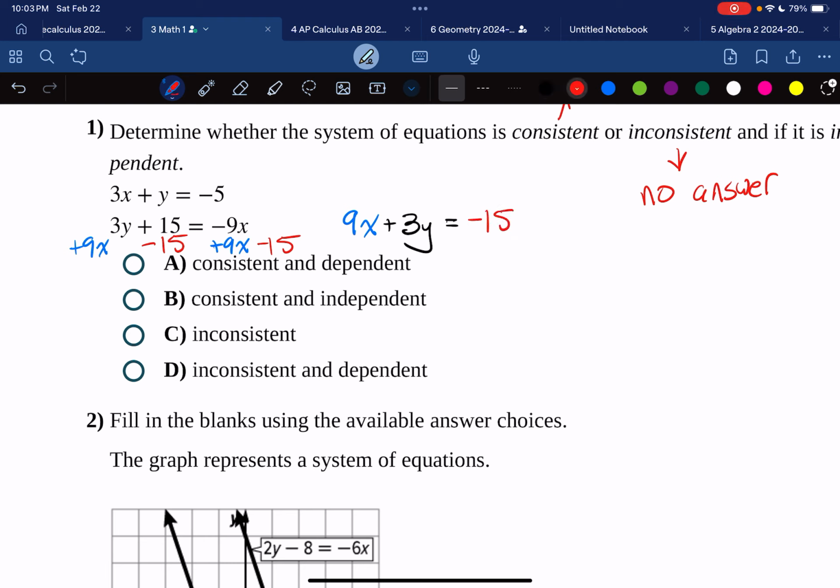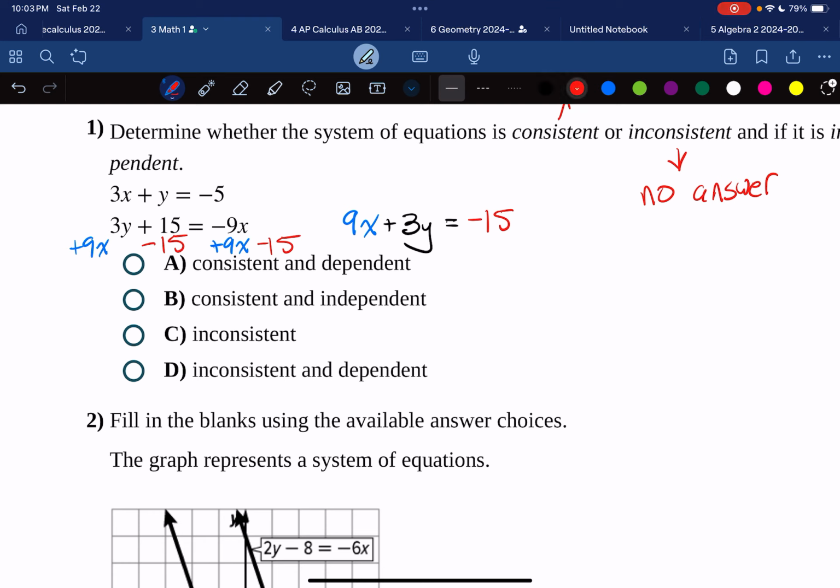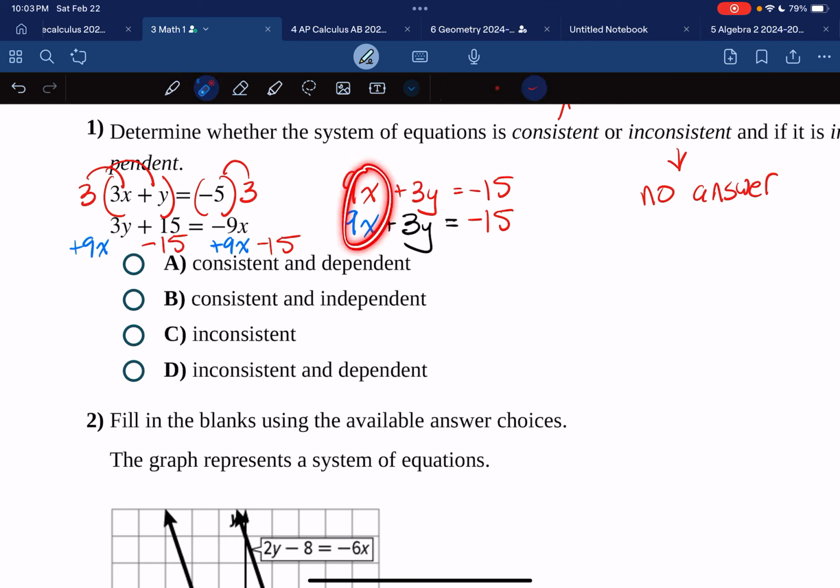And let me go ahead and rewrite this first equation on top of this so I can see what's going on. Wait, before I do that though, I'm noticing 3x, 9x, they're off by a multiple of 3, y, 3y, off by a multiple of 3, negative 5, negative 15, off by a multiple of 3. Let's go ahead and multiply this entire equation by 3 on both sides. If I do that, then I'm going to get 3 times 3x is 9x, 3 times a positive y is a positive 3y, and 3 times a negative 5 is a negative 15, and hey, same.